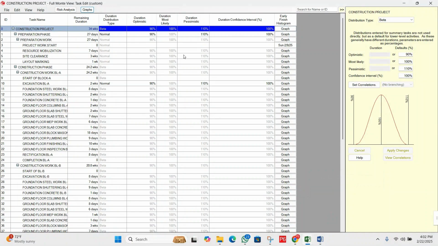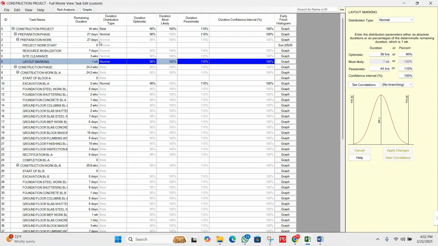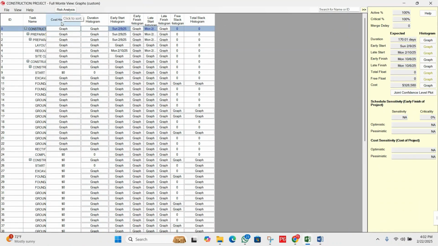In this video, let's take an overview and learn about the cost matrix from the simulation. After running the risk analysis, by the way, we have done the duration distribution for the normal distribution type, then for the beta. Now let's click on the graphs and you can see we have the cost histogram, duration histogram, early start histogram, early finish histogram, late start histogram, late finish histogram.